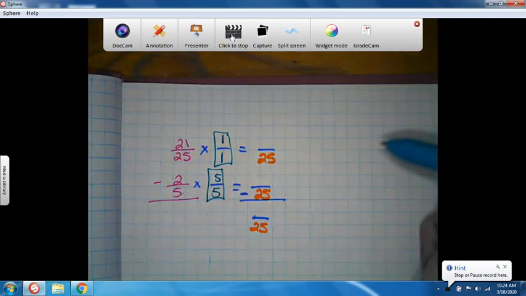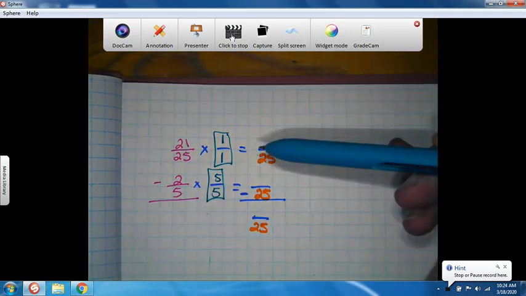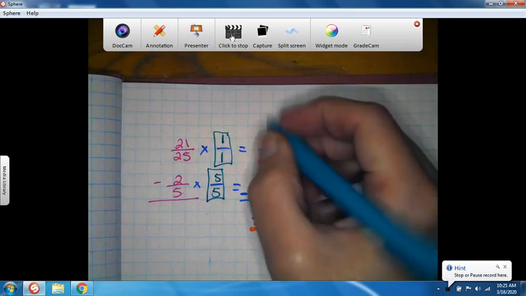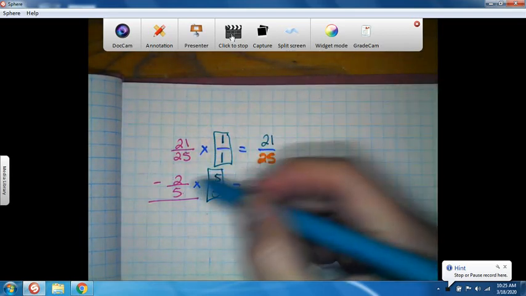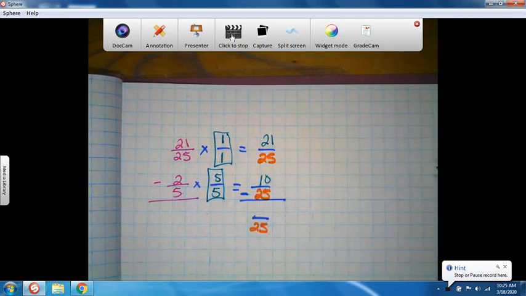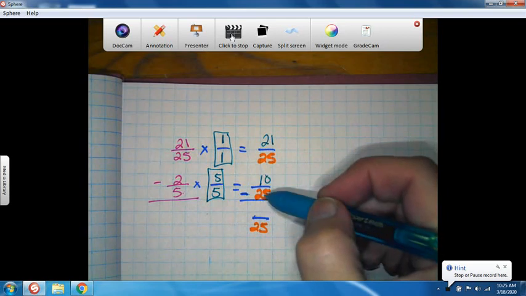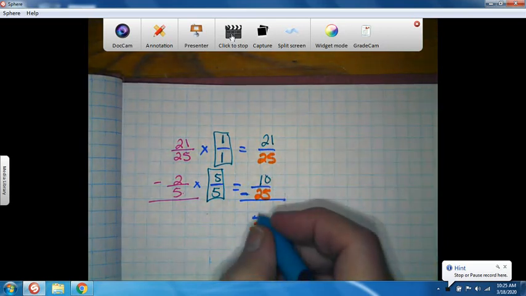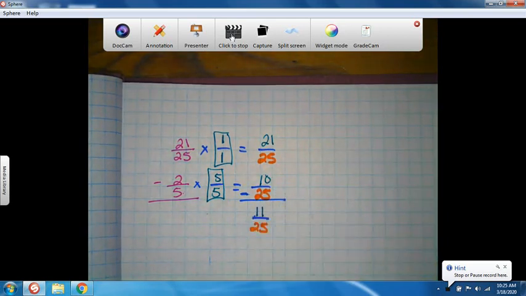Okay, so 21 times 1 is 21. 2 times 5 is 10. Check your sign. Your sign says to subtract. So 21 minus 10 is 11. Now, do you think we have to simplify that? Probably not, because 11 is prime. Doesn't hurt to check, but in this case, you don't have to.